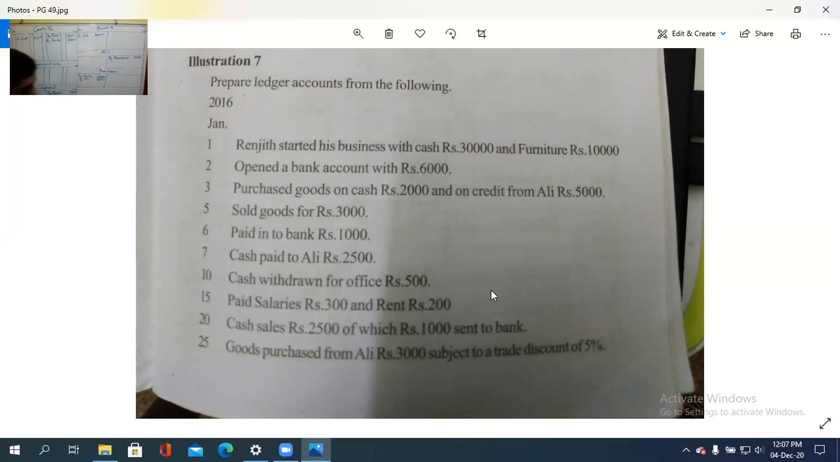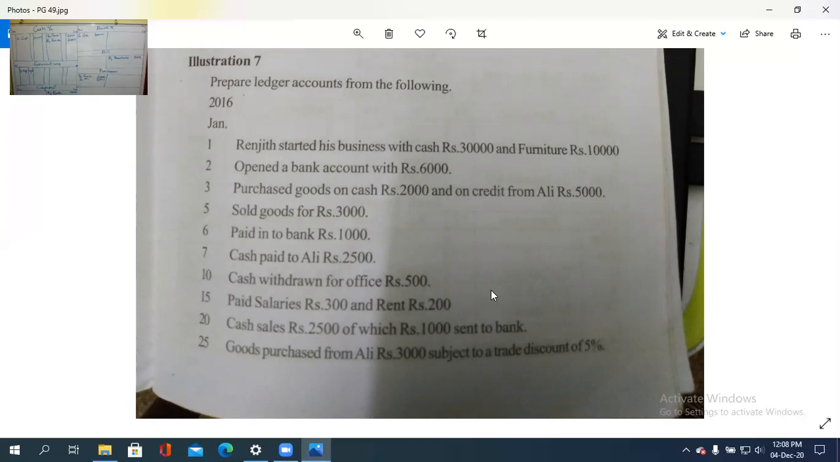So once again, what is that? Purchased goods on cash and credit. So the original entry is purchase account debtor to cash and to Ali. So that is purchase account debit side to cash and to Ali. Cash on the credit side by purchases, Ali credit side also by purchases.